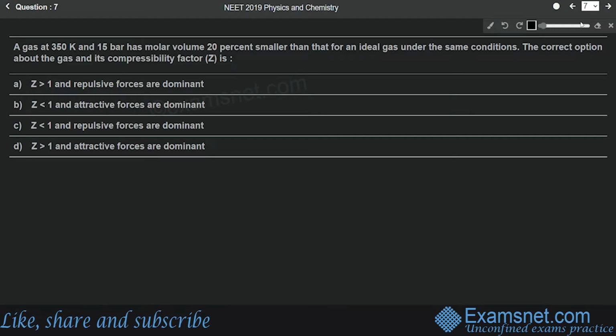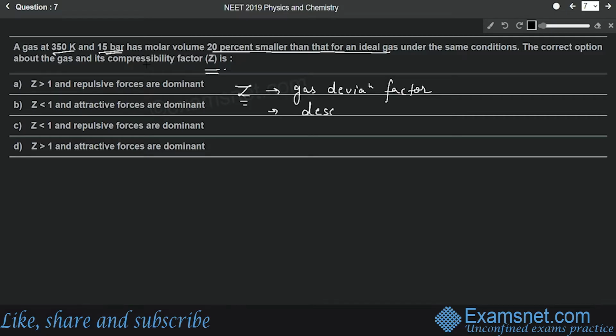Question number 7 is from the chapter States of Matter, and the question is a gas at 350 Kelvin temperature and 15 bar pressure has molar volume 20% smaller than that for an ideal gas under the same conditions. Then the correct option about the gas and its compressibility factor Z is, okay. So first of all we should know that this compressibility factor Z is also known as gas deviation factor. And what do you understand by gas deviation factor? See, this compressibility factor describes the deviation of a real gas from ideal gas behavior.